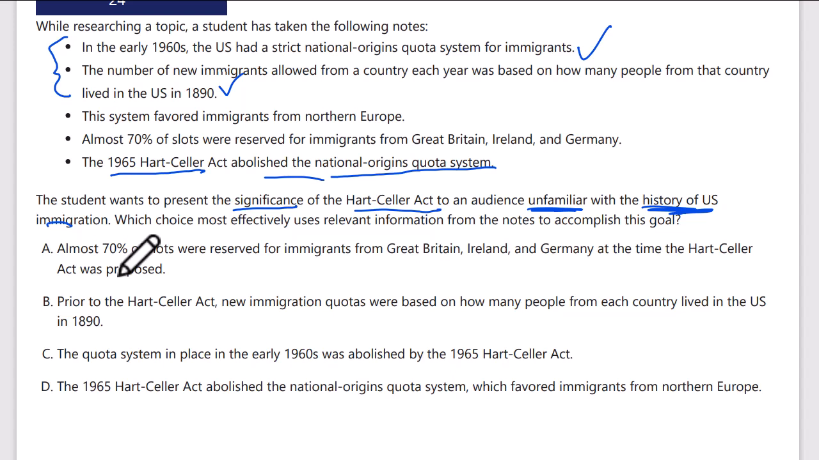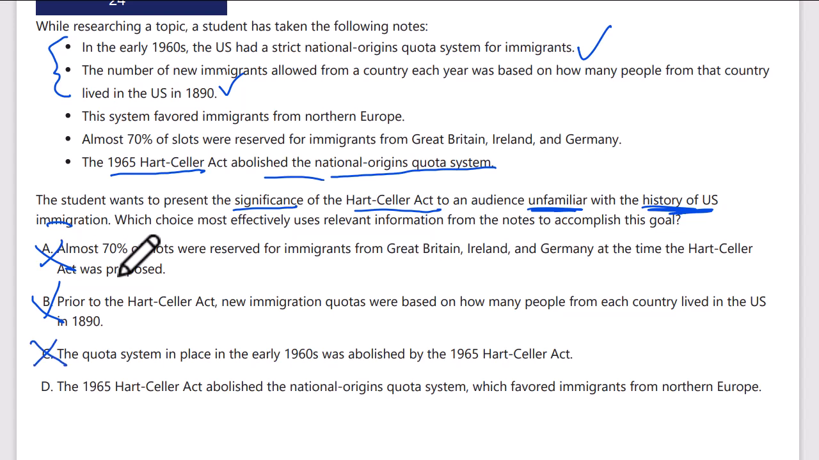Okay, so almost 70% of the slots were reserved for immigrants from Great Britain and Ireland at the time the Hart-Celler Act was proposed. That says nothing about the significance and doesn't really give us familiarity. Prior to the Hart-Celler Act, new immigration quotas were based on how many people from each country lived in the U.S. in 1890. Doesn't tell us the significance of the act. The quota system in place in the early 60s was abolished. Nope, that's just a fact, not a significance.